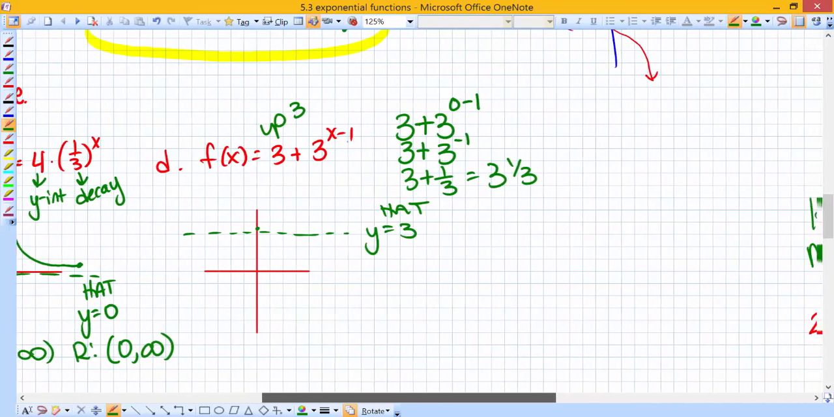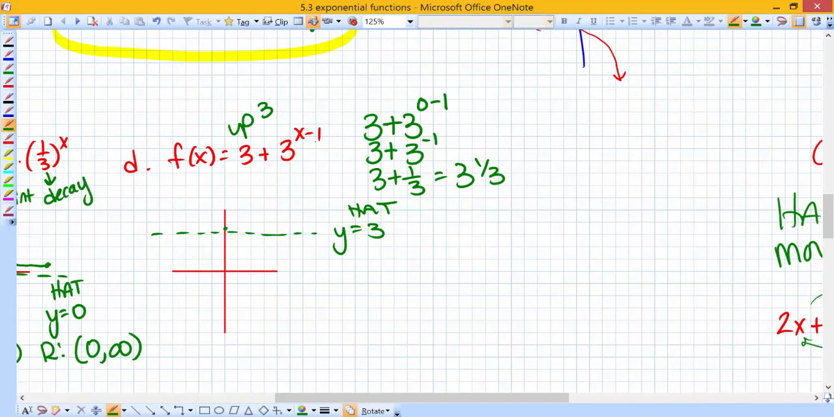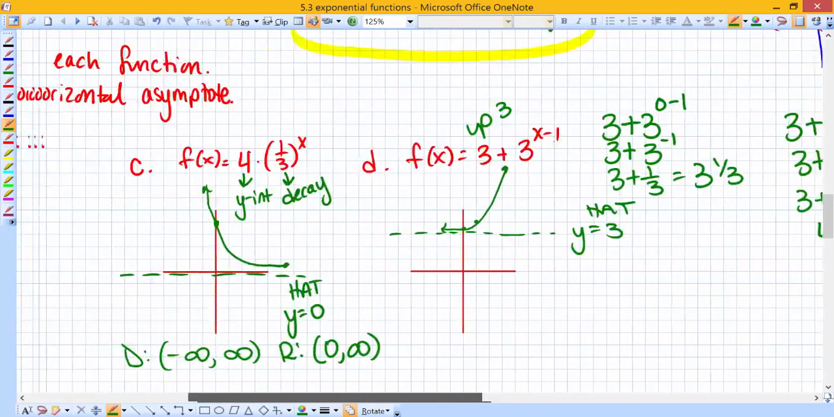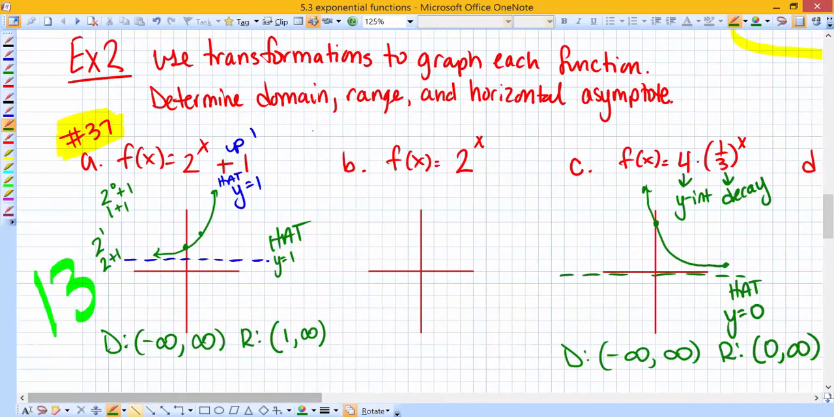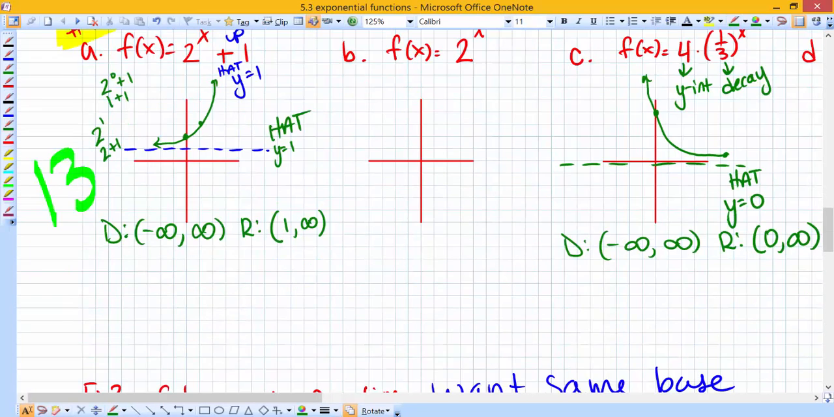Now I'm just going to plug in one more number because I want to make sure I have the direction correct. I'm going to plug in 1. 3 plus 3 to the 1 minus 1. 3 plus 3 to the 0. 3 to the 0 is 1, so I get 4. When I plugged in 1, I got 4. So I can see the direction of this graph now, and I am done. If that doesn't make sense, watch it again or come with questions ready when we get back into class.